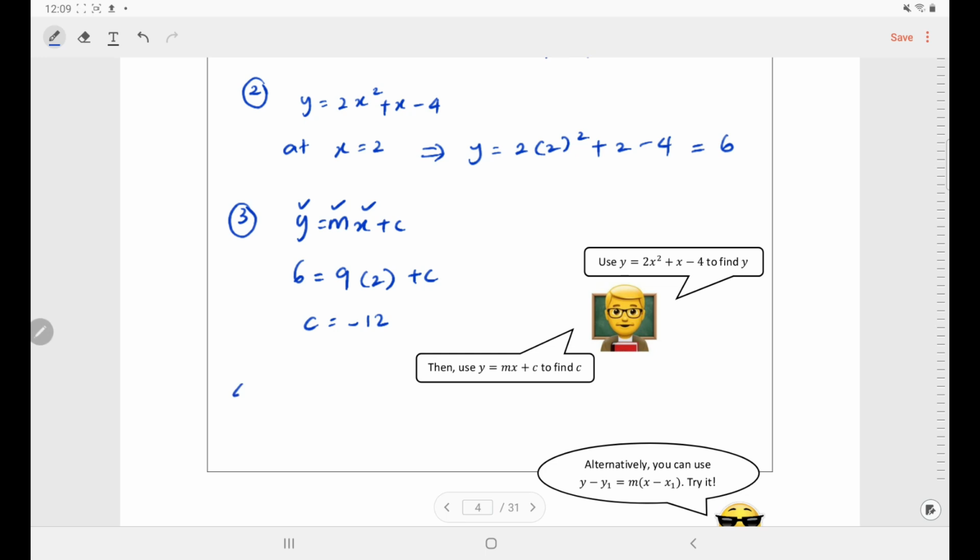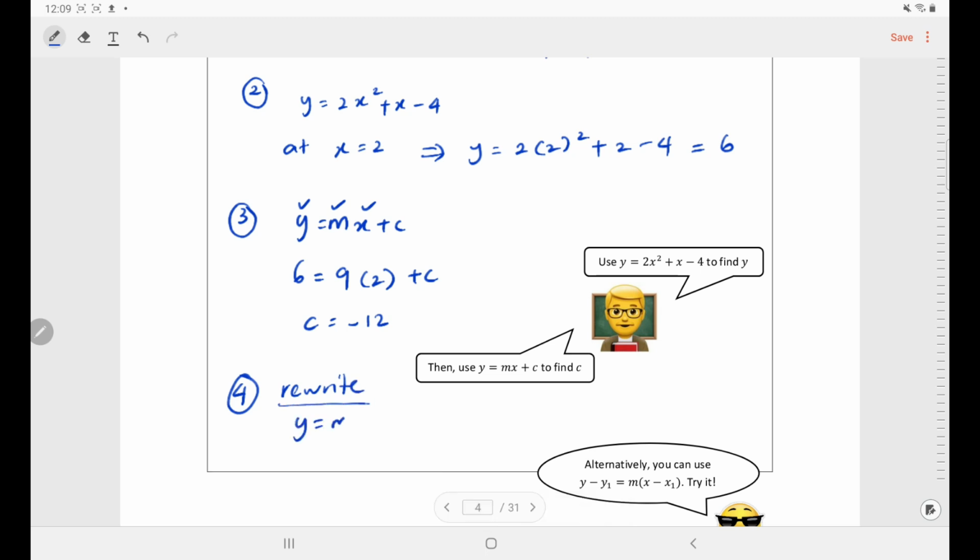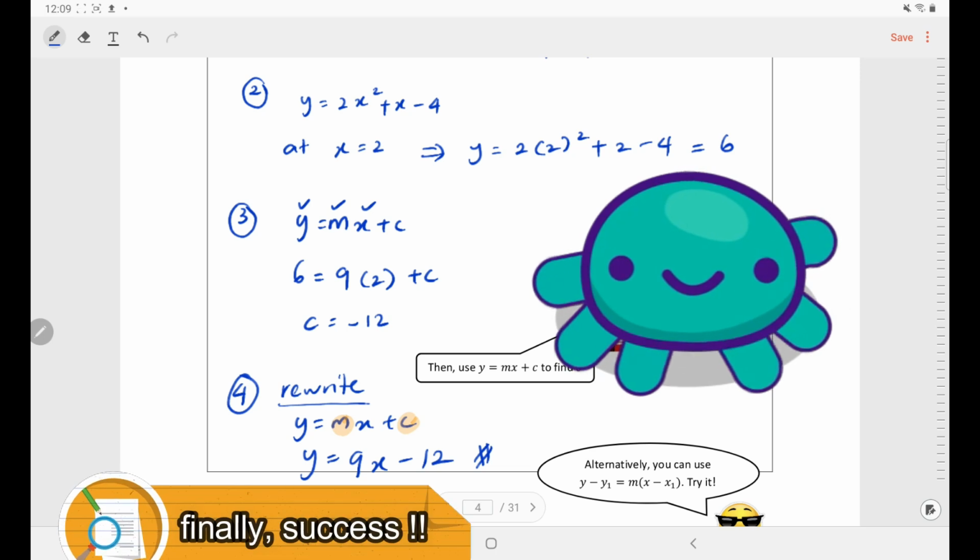Now, last step, kita akan rewrite, okay, tulis balik semua yang kita dah dapat tadi into this equation. Okay, apa benda yang kita perlu ganti? Kita perlu gantikan nilai M dan nilai C di sini. Jadi kita akan gantikan y sama dengan 9x tolak 12. So this is the equation of a tangent. That's the final answer.